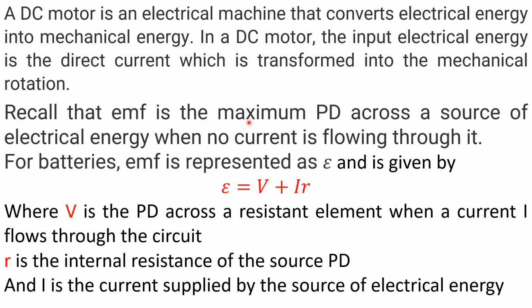Recall that EMF is the maximum potential difference across a source of electrical energy when no current is flowing through it. For batteries, EMF is represented as epsilon and is given by epsilon equals V plus Ir, where V is the potential difference across a resistive element when a current I flows through the circuit, r is the internal resistance of the source, that is the battery, and I is the current supplied by the source of electrical energy, or supplied by the battery.